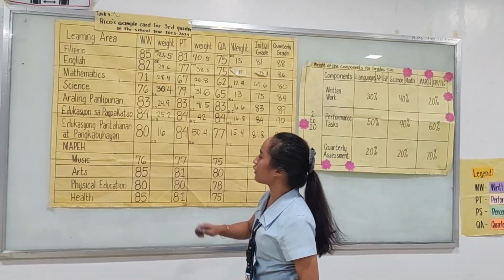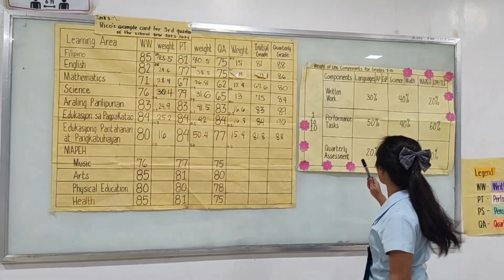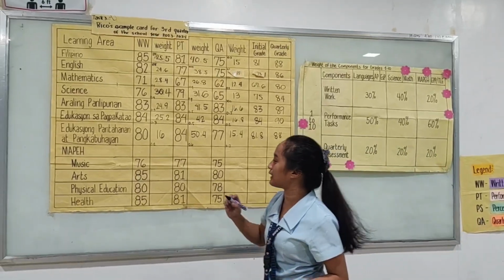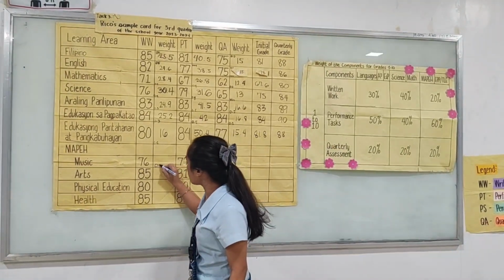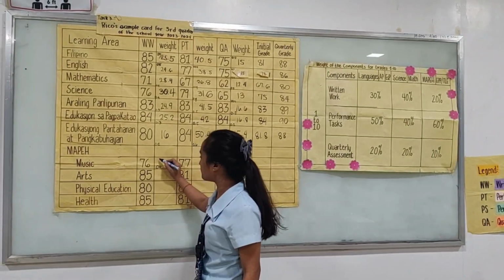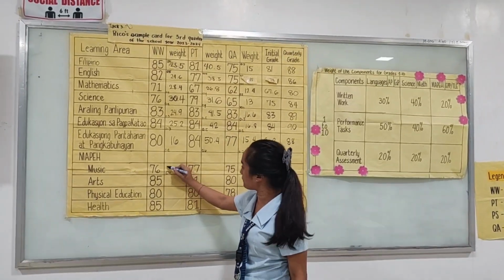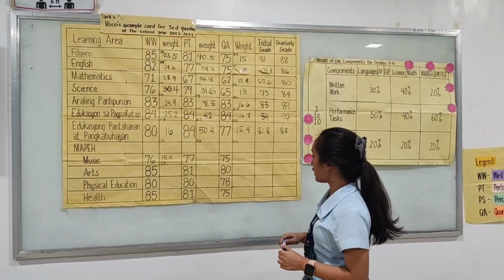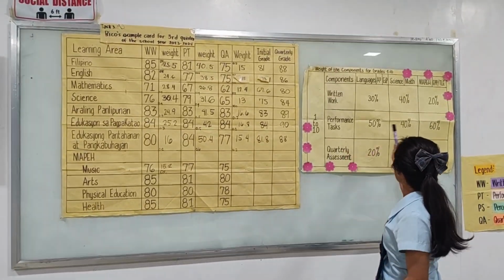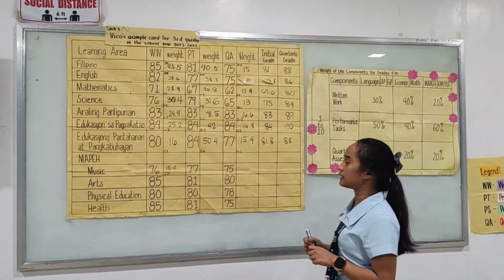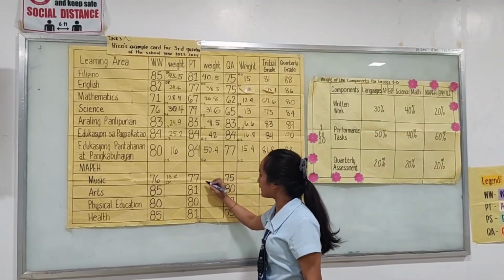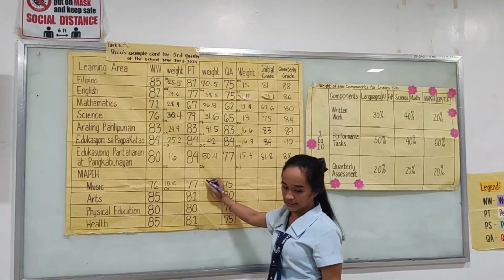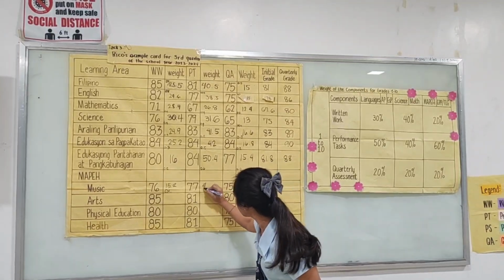So the weight component of the MAPEH music in written work is 20%. So the decimal number of 20% is 0.2. So 76 times 0.2 is 15.2. So the weight component of the performance task is 60%. So the decimal number of 60% is 0.6. So 76 times 0.6 is 46.2.